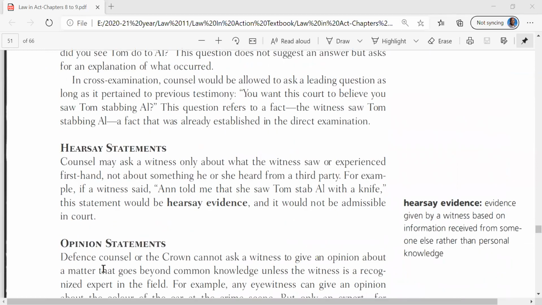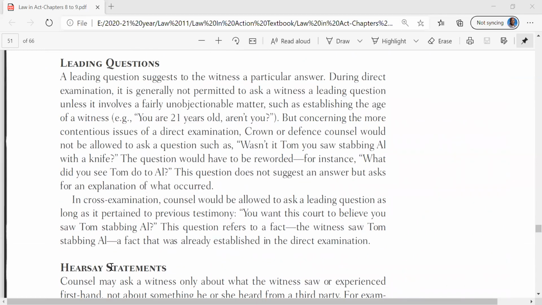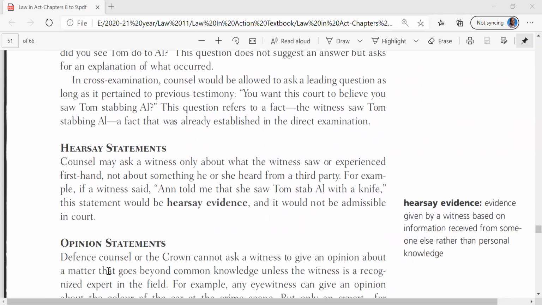So, no leading questions, and you can't have hearsay statements. So you can only testify to what you see, hear, or experience. You cannot testify to what someone else told you.